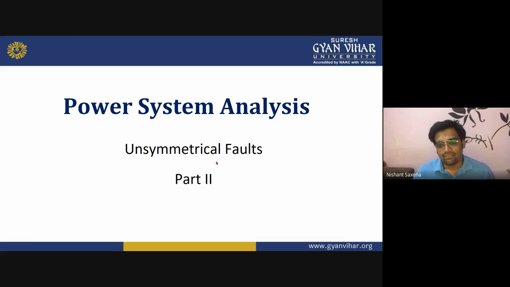In this, we are going to discuss the remaining part of unsymmetrical faults. In the last lecture, we studied unsymmetrical faults with the example of the single line to ground fault. We have also seen the example on the single line to ground fault with a few MCQs, multiple choice questions on the type. Now, after this, we are going to discuss the line to line fault and double line to ground fault.